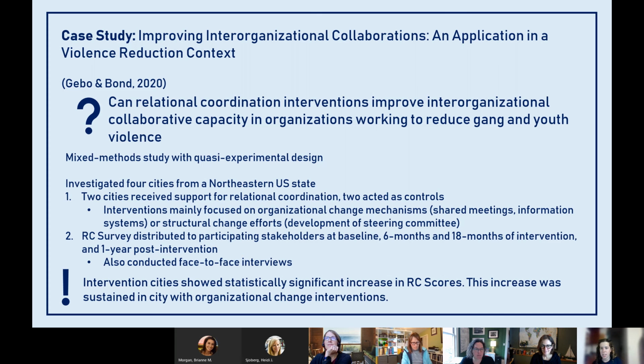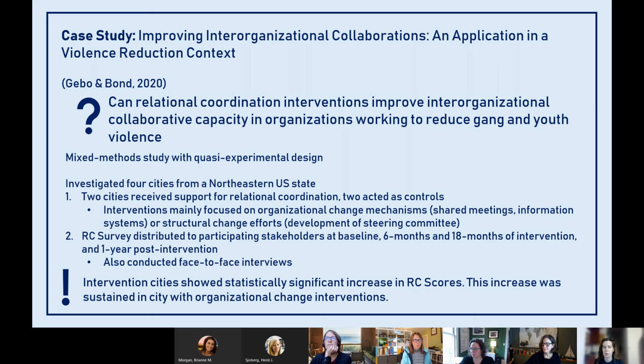So 2 of the cities were receiving support for their RC interventions, while the other 2 remained as controls. And here's what I find to be interesting: both cities underwent some organizational change mechanisms and interventions, but City A included a boundary spanning role that would follow up on the implementation of a lot of their protocols. And City B, I think, developed a steering committee, but no one served as a boundary spanning role.